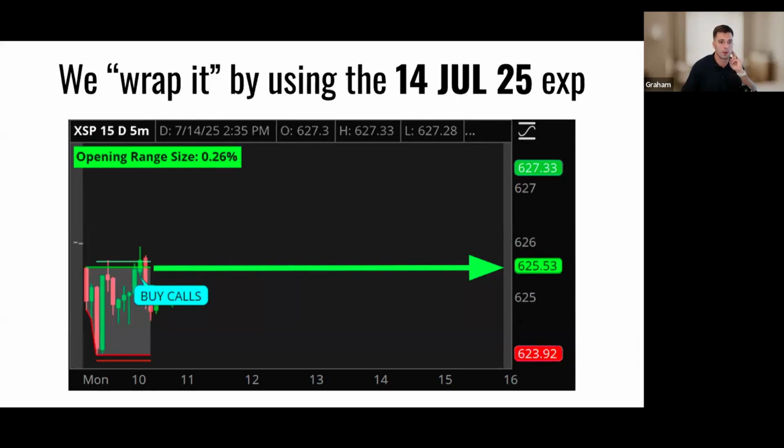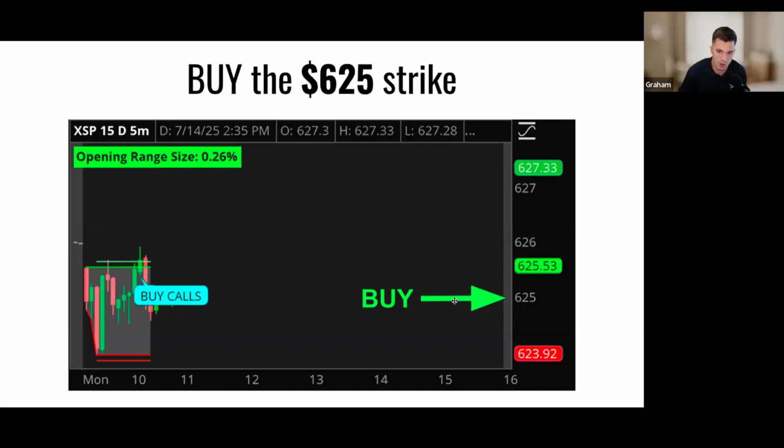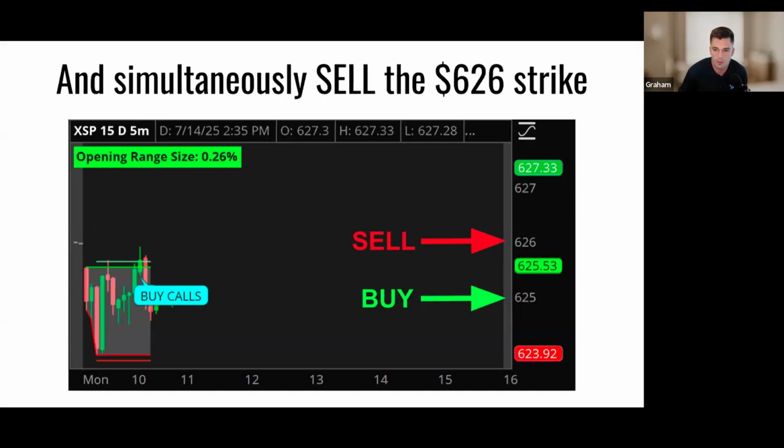So how do we wrap it? We're going to buy a strike and we're going to sell one. Current price is 625.53. We're going to wrap it like a burrito. Dean likes that, so we're going with it. Bob's got it. So we're going to buy the one strike lower, one strike in the money, 625, and we're going to simultaneously sell one strike out of the money. So here's the current price, and we've just wrapped it like a burrito.